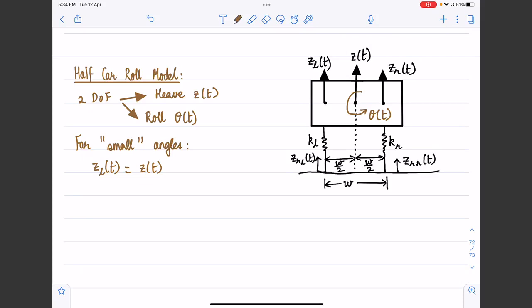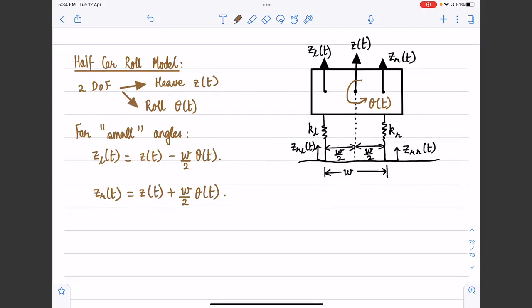We consider the counterclockwise direction to be positive without loss of generality, and let's say theta t is in this direction. Then ZLT, which is the heave motion of the left contact point, is going to be ZT minus W by 2 theta t, for small angles. Similarly, ZRT is going to be equal to the sum of ZT and W by 2 theta t. So ZRT will be this, and ZLT will be the previous expression.